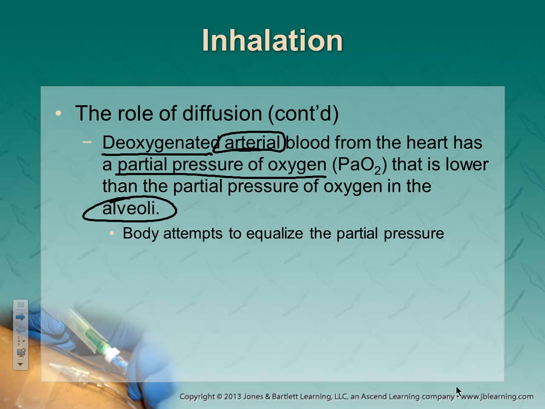Next question. The only place in the body where you don't have deoxygenated arterial blood is at the alveoli, right? No. What other artery transfers deoxygenated blood? Yeah. So we can get pulmonary pressures as well.